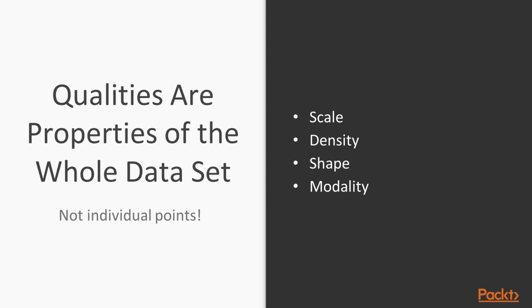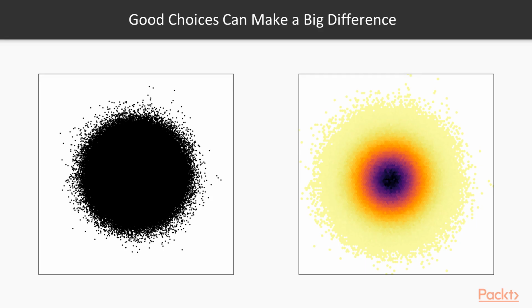To give you an idea as to what the difference between a good and a bad plot can show you in terms of these qualities of our data set, look at this scatter plot. On the left, you can see a bunch of data points plotted just with a single black point where every piece of data lies, and it looks like just a uniform cloud. But if we instead color the graph by the density of the points, you can see that actually within this area, which looks like just a uniform black cloud, there's an increase in density towards the middle.